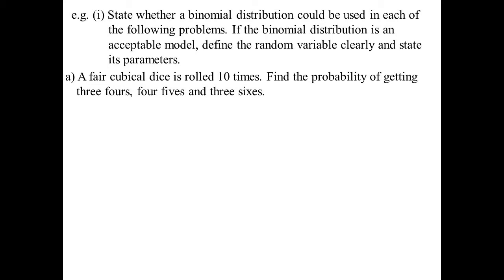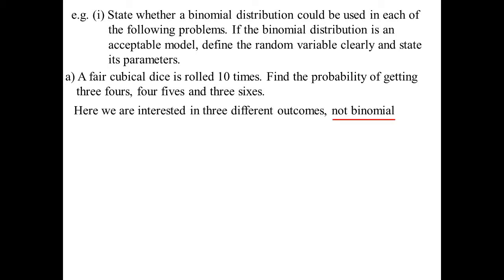We've got a dice, we're going to roll it 10 times. We want to find the probability of getting 3 4s, 4 5s, and 3 6s. So no, that one would not be binomial, because we're interested in 3 different outcomes here. On some of the rolls we want 4s, some of the rolls we want 5s, some of the rolls we want 6s. So that's not a binomial distribution.